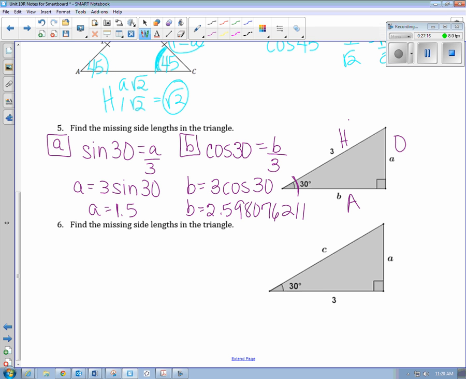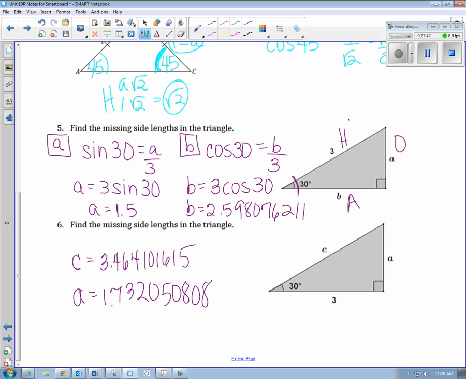I'm not going to do question 6 with you because it's very similar to question 5, and I know this video is already a little bit long. If you would like to do question 6, just to make sure you can get the correct answer, the answer for C is that, and the answer for A is this. So you can try these on your own. See if you can get those right answers, and if you have questions, I will answer them tomorrow in class.